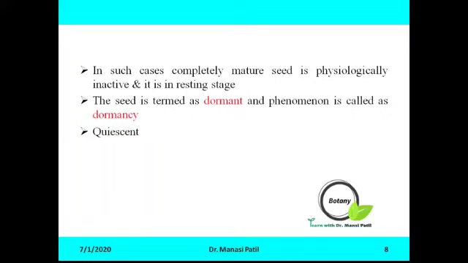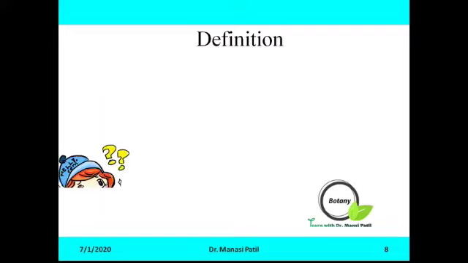Before studying dormancy in detail, let us understand two important terms: quiescence and dormancy. First, quiescent is the condition of a seed when it is unable to germinate because the environmental conditions required for germination are not present. It is described as quiescent. Whereas dormancy is the failure of a seed to germinate even under suitable environmental conditions. In this case, the seed is termed a dormant seed.